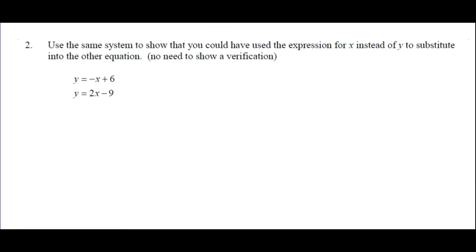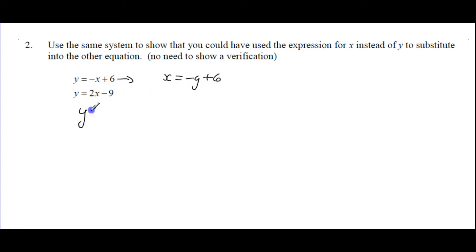Use the same system to show that you could have used the expression for x instead of y to substitute into the other equation. We're not going to show verification here because, well, we don't need to. We've already verified. So let's start with this equation. I'm going to move the x to the left side where it will become positive, and the y to the right side where it will become negative. So I know that x is equal to negative y plus 6. I'm now going to substitute that into the second equation.